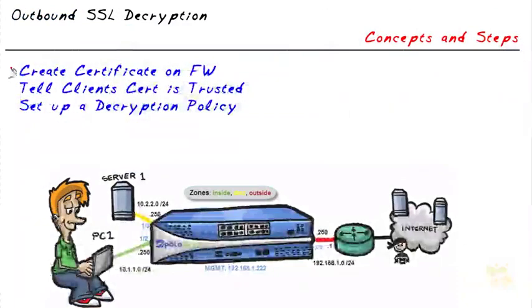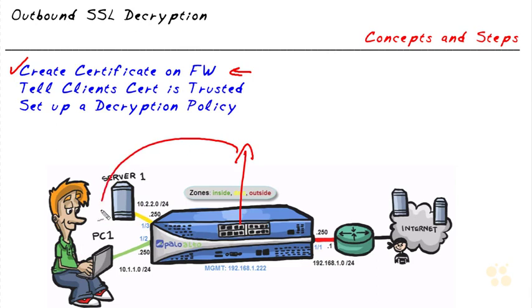So step number 1 is done. We have created a digital certificate on the firewall, and we've set it up as a forward trust certificate. Our next step is to go ahead and tell the clients that the certificate is trusted. Now, to do that, we're going to need to get the certificate off of this Palo Alto firewall and onto Bob's machine. So the actual file itself could be shared on a network file server, for example, or you could put it on a thumb drive or some other media and get it over to Bob's computer.